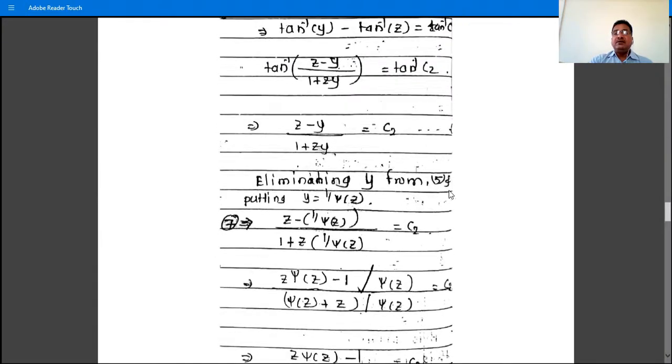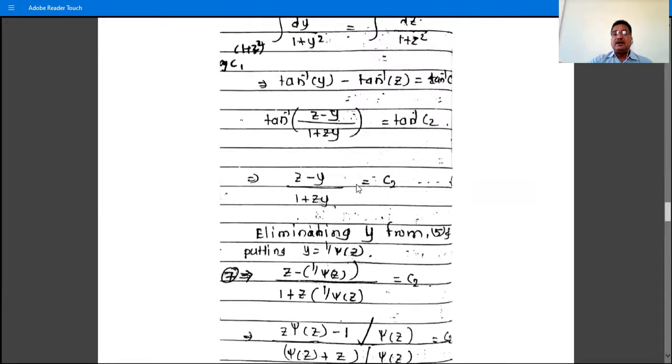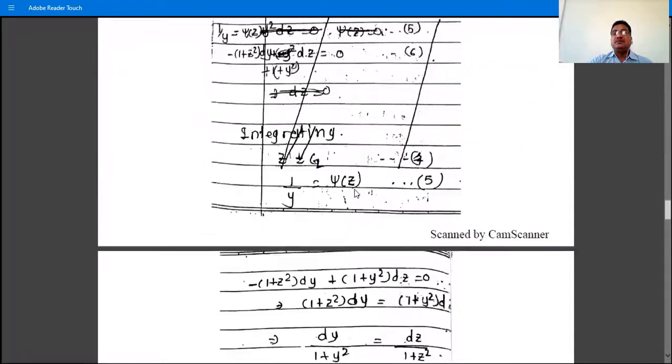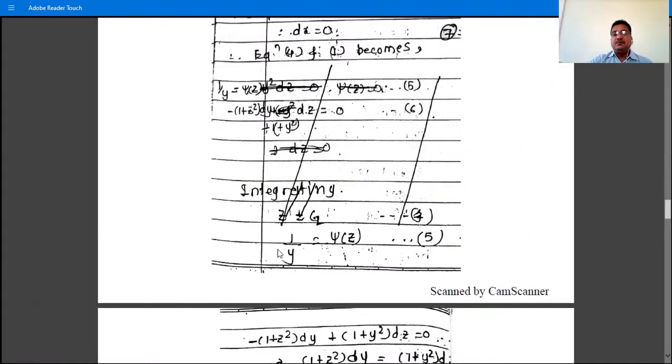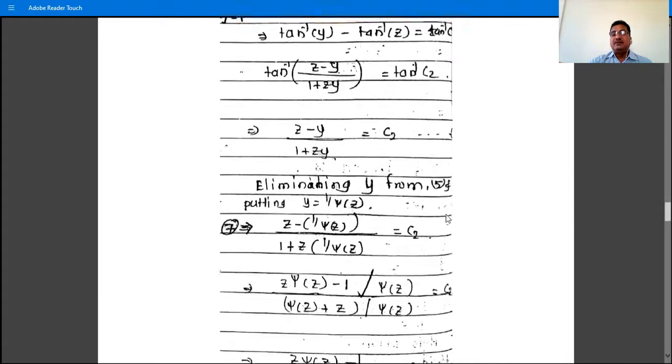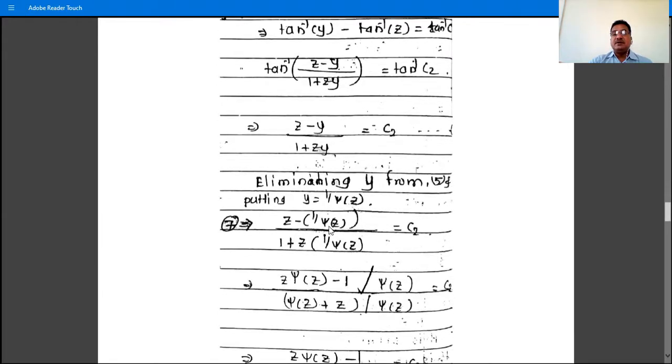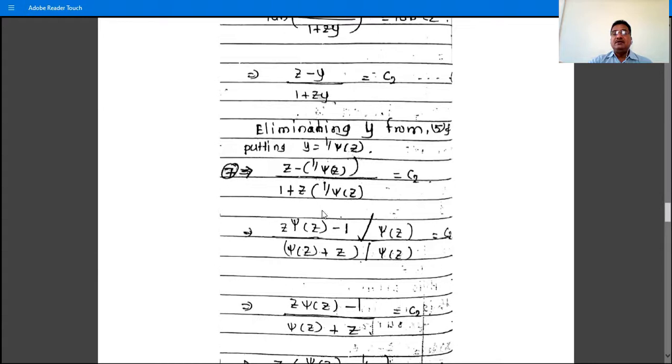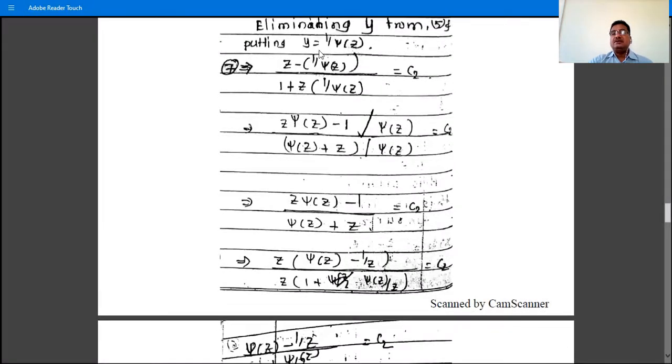Then we have to eliminate y from this equation, equation number 7, using equation number 5. So y is what? 1 by psi z. Substitute y as 1 by psi z in this equation number 7. So what do we get? z minus 1 by psi z, the value of y, divided by 1 plus z into 1 by psi z is equal to C2. And then after solving this equation, we have to find the value of psi z.